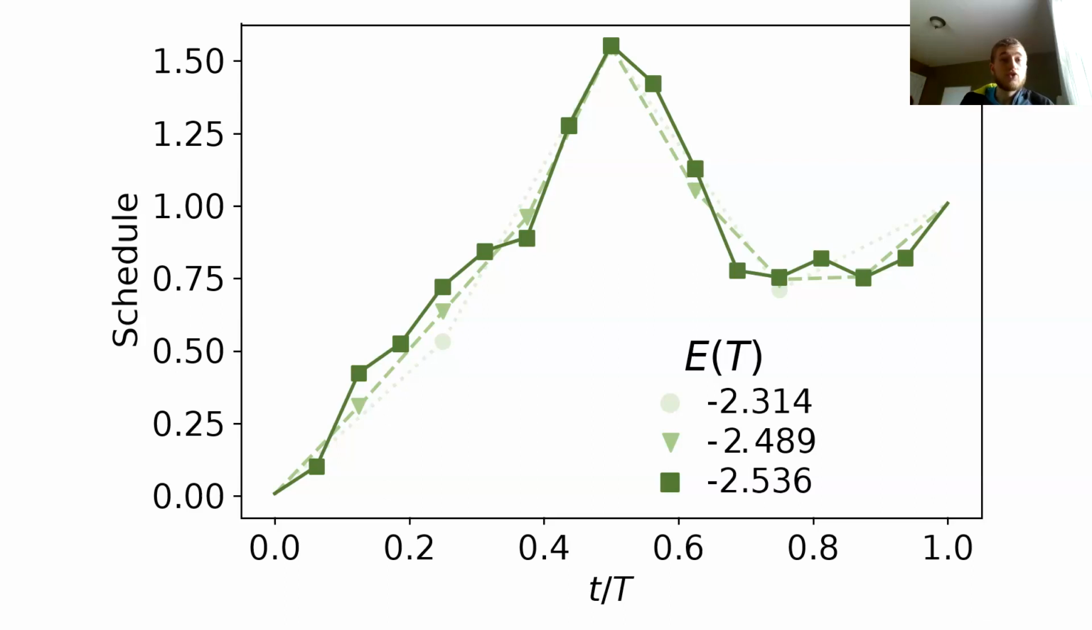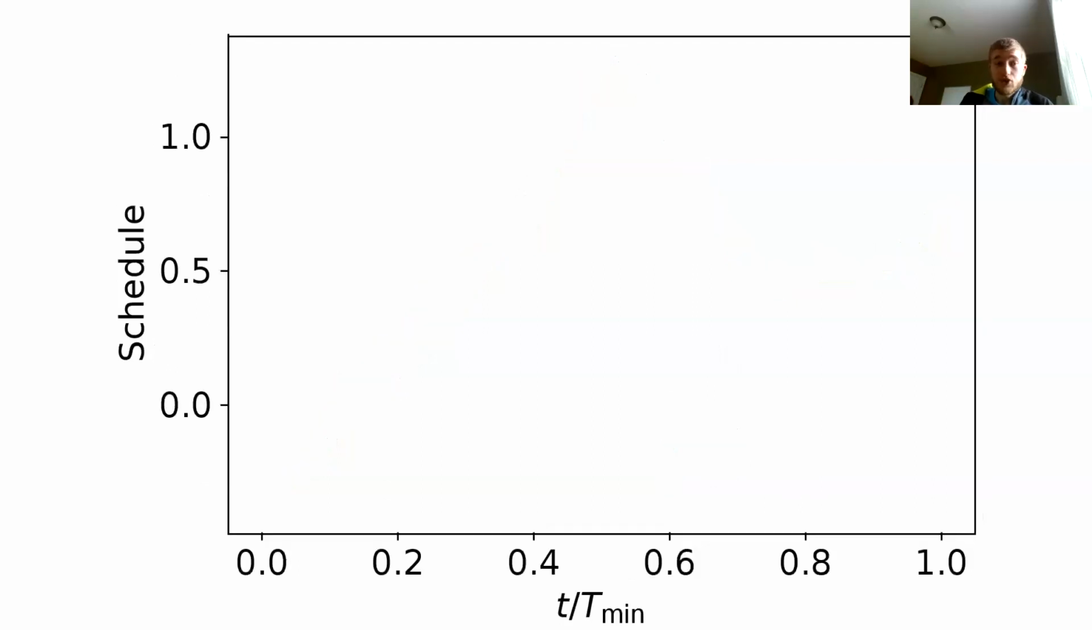Okay, so just to give you an idea of what these schedules could look like, I'm going to show you a selection of a bunch of them for different system sizes. You can see here on the horizontal axis, instead of just capital T, I've put T min, because we're looking at some of the results that I have, so some of the minimum annealing times we found.